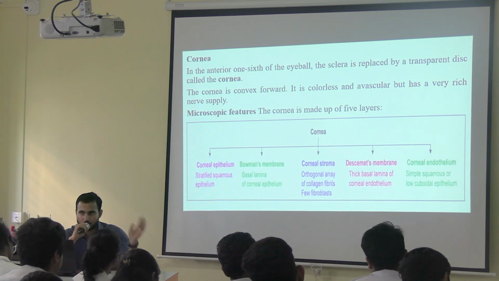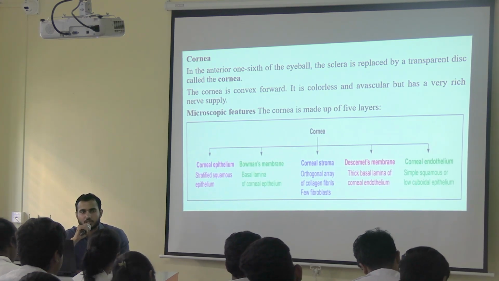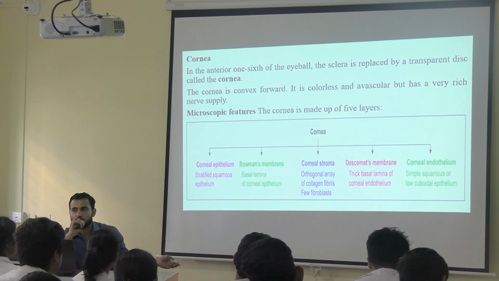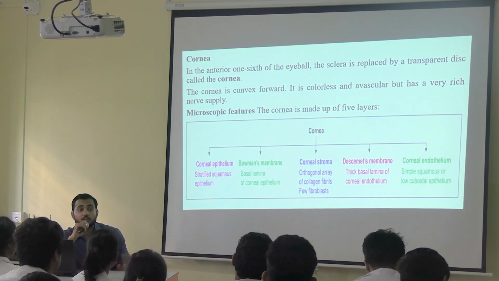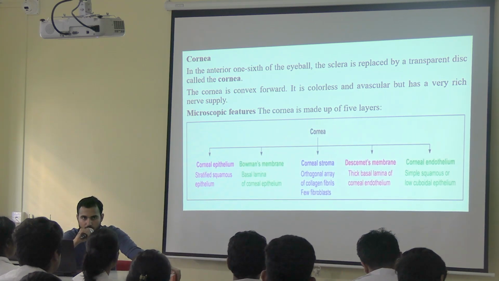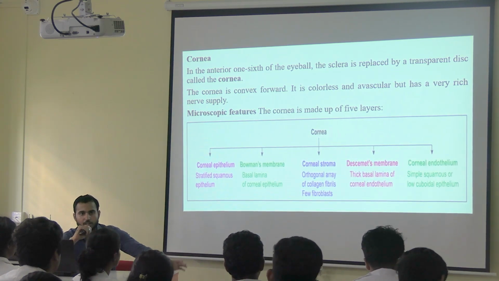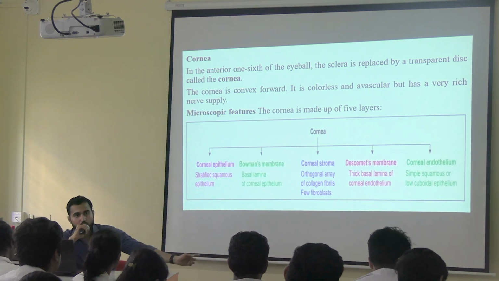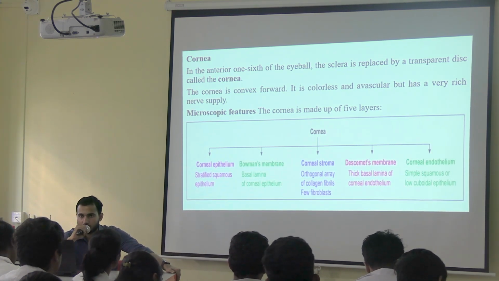Now all the layers are arranged particularly, from outside to inside. So which is the outermost layer? Which one will be the outermost layer here? Cornea? No. The corneal endothelium is the innermost layer. Epithelium, okay, the corneal epithelium is the outermost layer, and the corneal endothelium is the innermost layer.